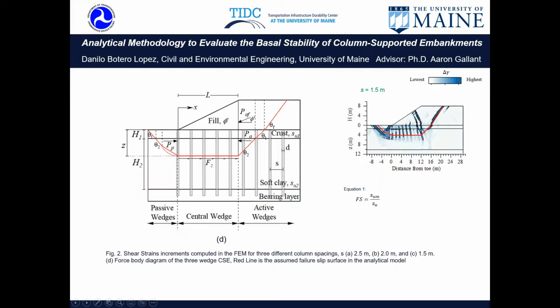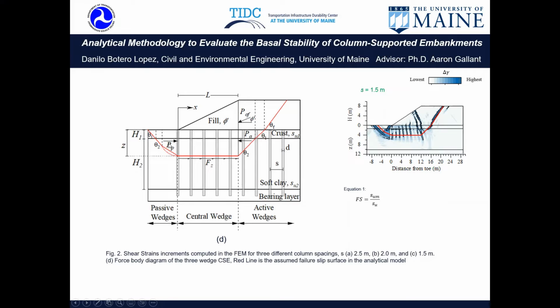The analytical method to calculate the factor of safety and the location of the critical slip surface is developed by applying lateral equilibrium of the three-wedge system at a fixed Z. And then we proportionally reduce the native strength parameters until the equilibrium is found, meaning that the load of the active pressure in the active fill and the soil is equal to the resistance, meaning this resistance here, and equal to the passive resistance.